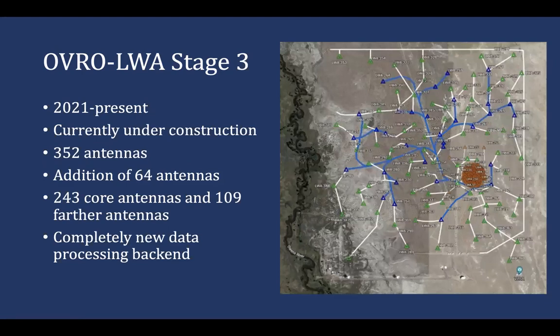We're currently undergoing the stage 3 upgrade that commenced last year, and we're currently constructing it. We expect it to be complete very soon here, probably within the next couple months. This brings the total number of antennas in the array to 352, with the addition of 64 additional antennas. So we now have 243 core antennas and 109 outrigger antennas that are further away.